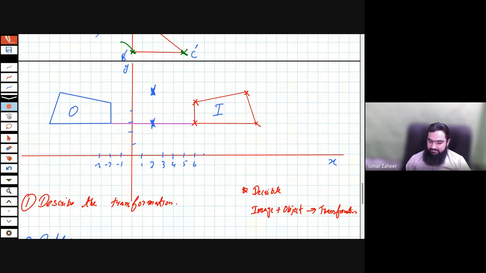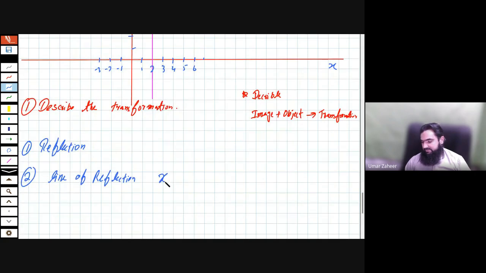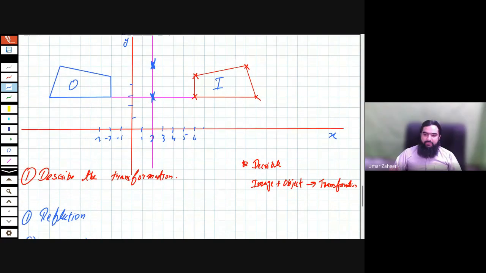Just meet them. That will be your line of reflection. So you will get the line of reflection x is equal to 2. Yes, everyone, the procedure is clear. Yes, sir. If the examiner gives you the object and image, you have to describe the transformation.